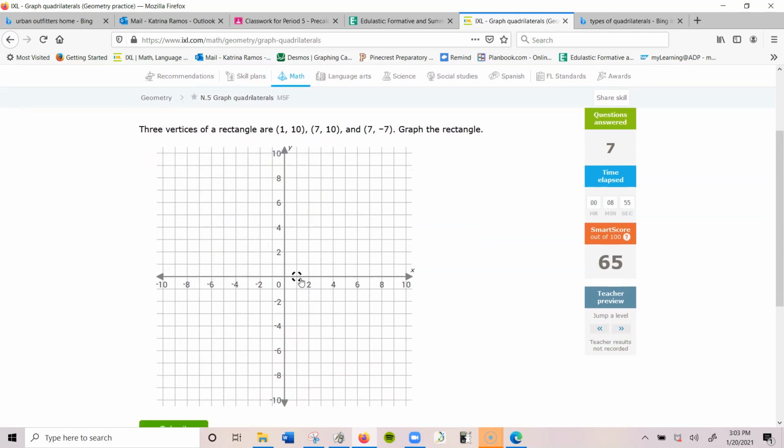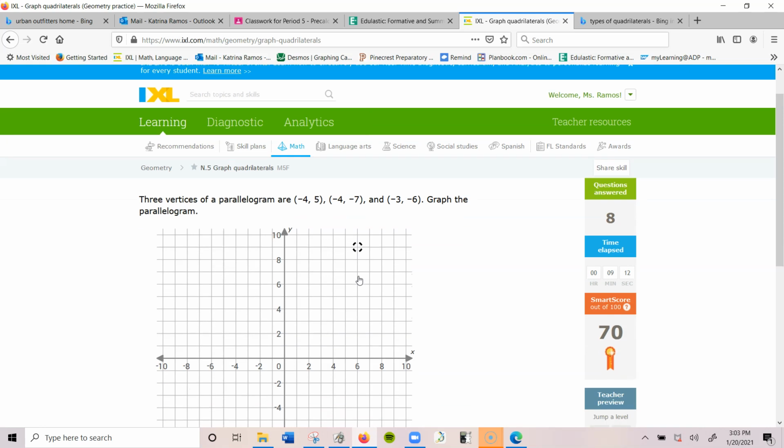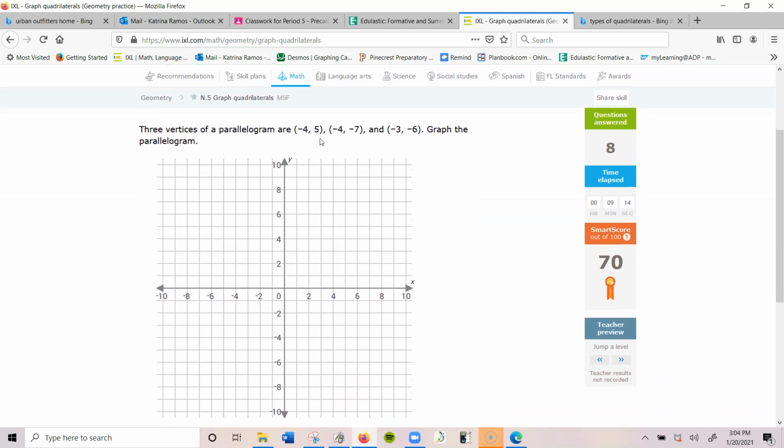We have another rectangle at 1, 10, 7, 10, 7, negative 7, and so the final point to create this rectangle would have to be there. Okay, let's just do this last one here because it's a parallelogram. So we have negative 4, 5, negative 4, negative 7, negative 3, negative 6.